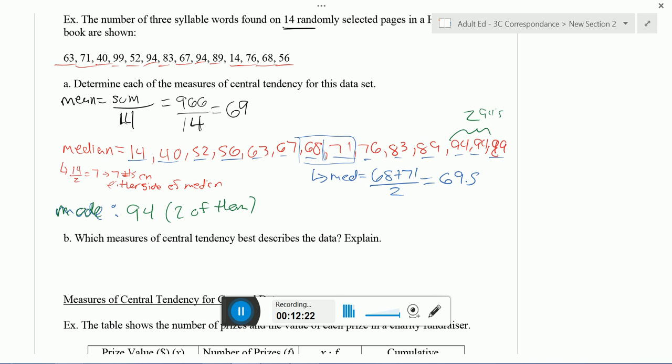Again, this is really, you could pick any of the 3 as long as you have a good explanation for why. So you could say, for example, mode, even though we only have 14 pages, we got 2 94s. So you could say that the mode is the most common and what you would most likely see.